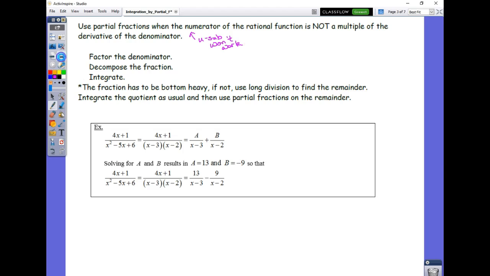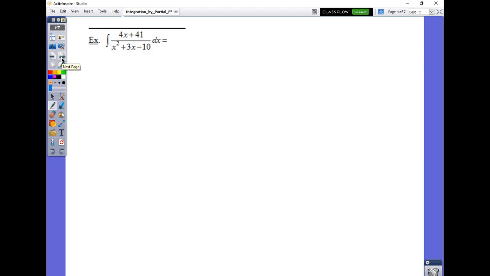So, how does this work? Let's take a look at a problem. We've got the integral of 4x plus 41 over x squared plus 3x minus 10 dx, and our job is to come up with an antiderivative for that. If we u sub x squared plus 3x minus 10, which would be the logical u sub, we would get 2x plus 3. And there's no way, even if I factor a 4 out of this, that we're going to be able to u sub this question. So we are stuck right now.